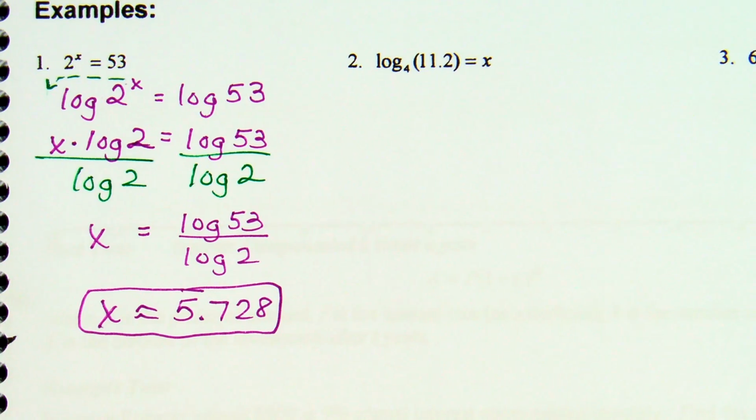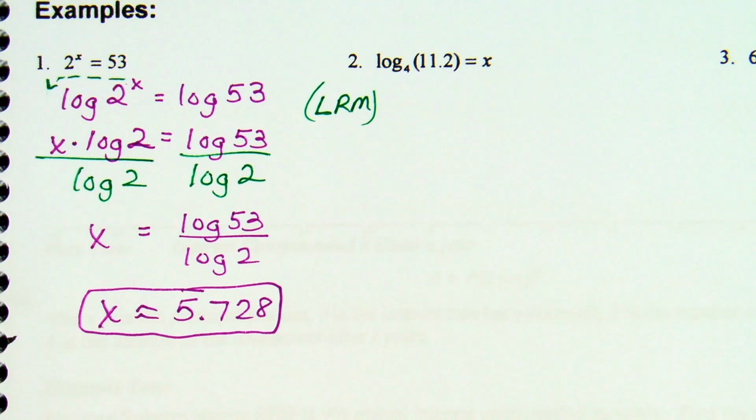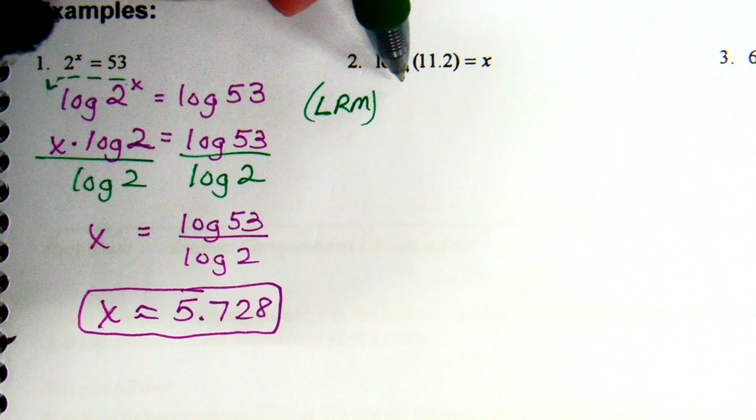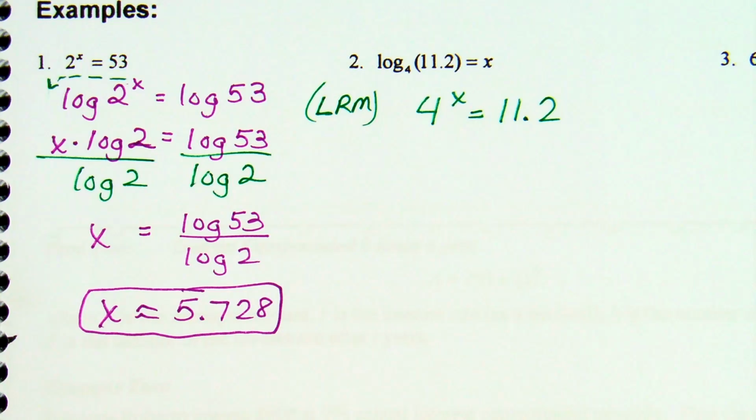Log base 4 of 11.2 equals x. Could we do a left, right, middle here? I'll be honest, I have two totally different options of which way to go here. So I agree, that's one option. Left, right, middle is kind of reserved when we have a log on one side only. So what does left, right, middle give us? Okay, 4 to the x equals 11.2.